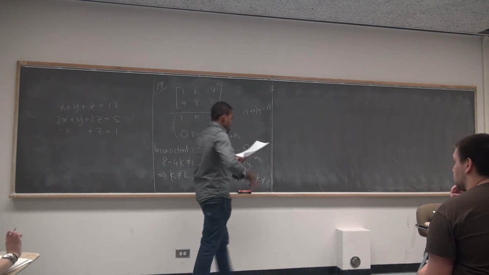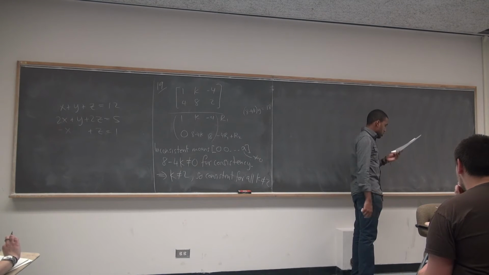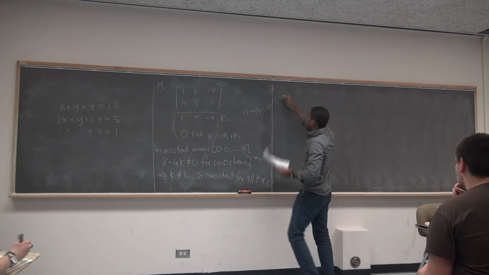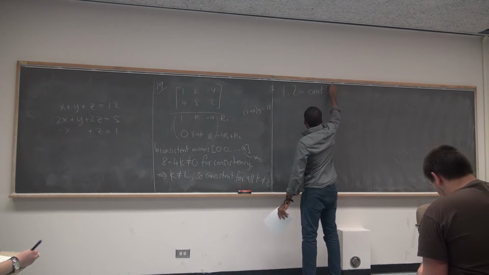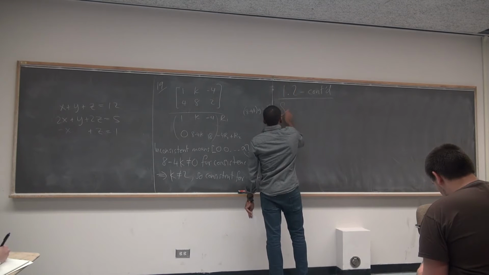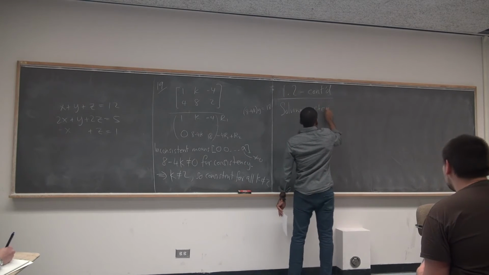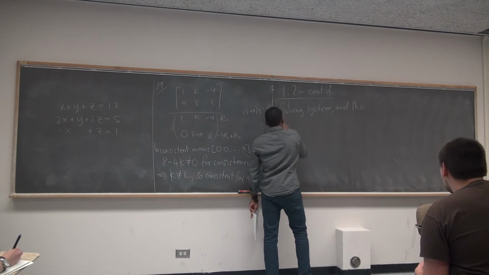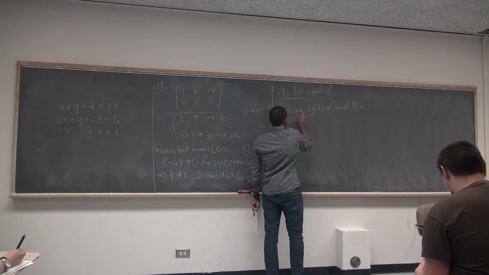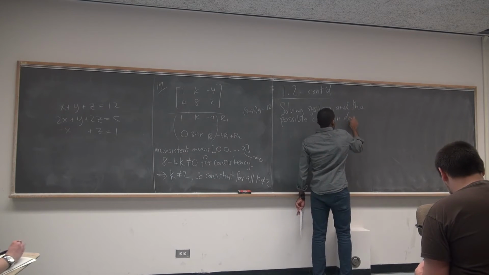Okay, so we talked about the row echelon forms, and we talked about row operations. Let's actually put these to good use. So 1.2 continued. Let's talk about solving systems and the possible cases.